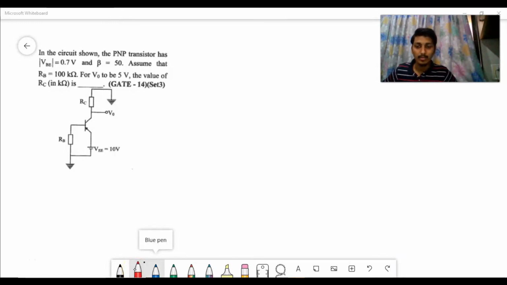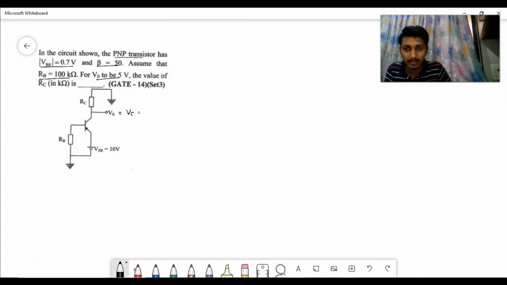So today in this session we will discuss GATE 2014 set 3 question. We are given the PNP transistor. Base to emitter voltage is given as 0.7 volt and beta is specified as 50. And we have to assume this base resistance in kilo ohms, that is nothing but 100 kilo ohms. V0 is specified as 5 volts. So this is nothing but collector voltage. You can say it as V0 also, 5 volts, and this is nothing but our emitter voltage VE.